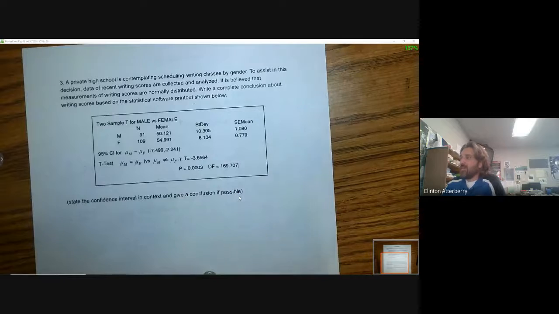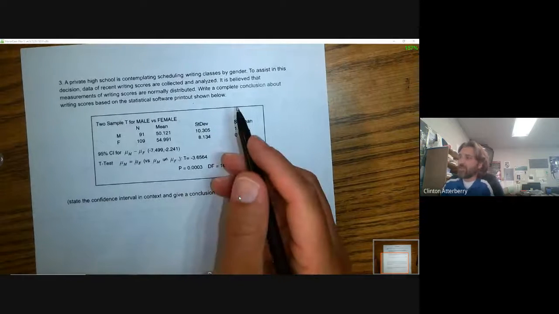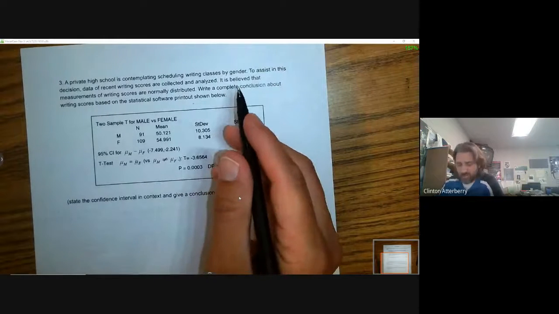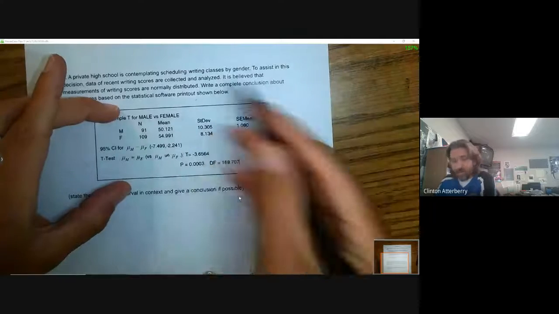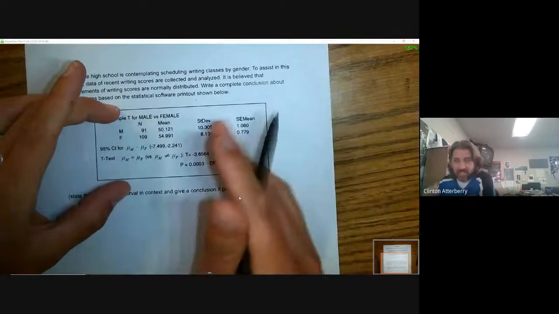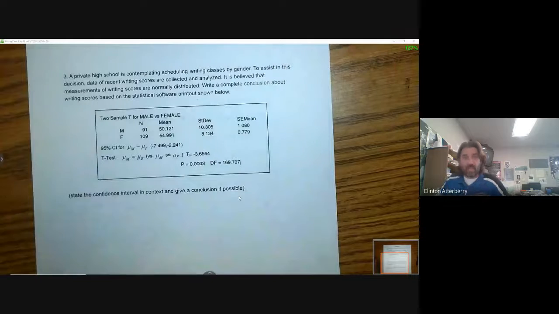So, write a complete conclusion about writing scores based on the statistical software printout shown below. You don't have to do any calculations. You just look at this. And as I was talking out loud, I was collecting that information. How do we write what I was talking about into a paragraph?